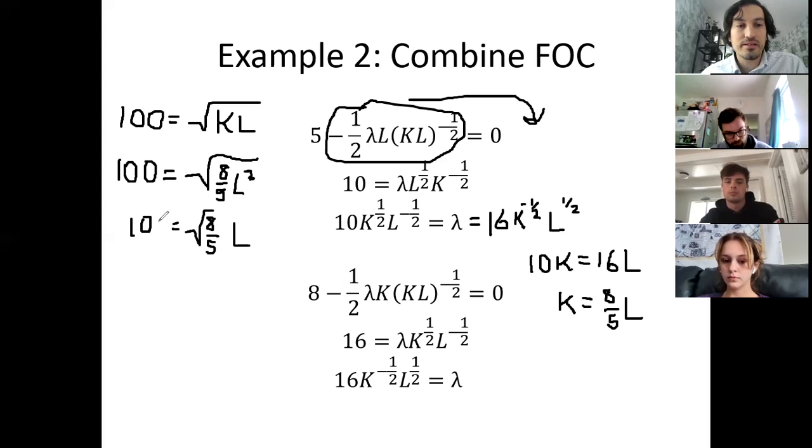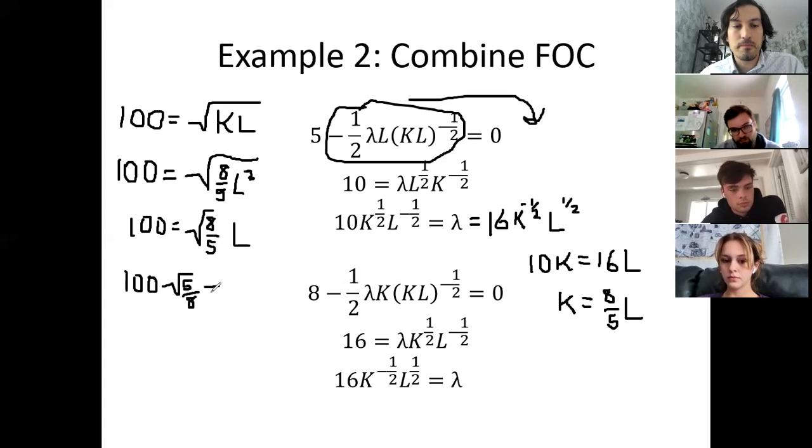So actually what we want is L equals 100 over the square root of 8/5. Another way to do that is 100 times the square root of the reciprocal of 8/5, which is 5/8. Sorry, this is not great penmanship, mousemanship. But I think that's it. That is an answer for L, if I did all the math correctly.